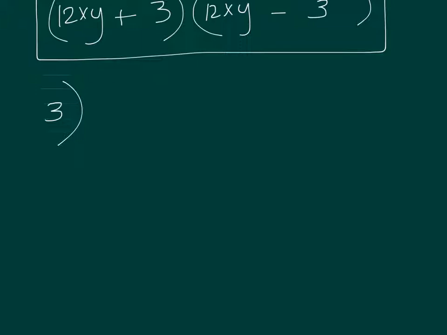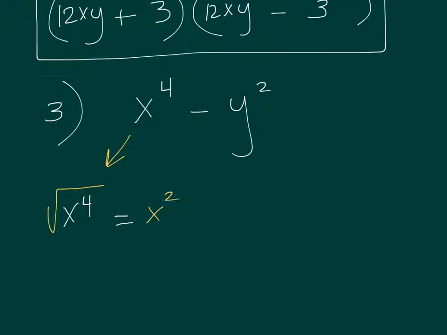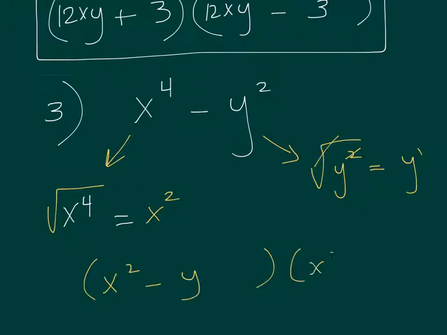So let's do something that has something other than x to the power 2, so this one, for example. As you can see, these are two even powers, so it's a difference of two squares. If you try to square root x to the 4th, remember, 4 divided by the index 2 is a 2. And if you try to square root y squared, it's just y. So the first one is going to be x squared minus y, and the second is going to be x squared plus y, and this is how you factor using difference of two squares.